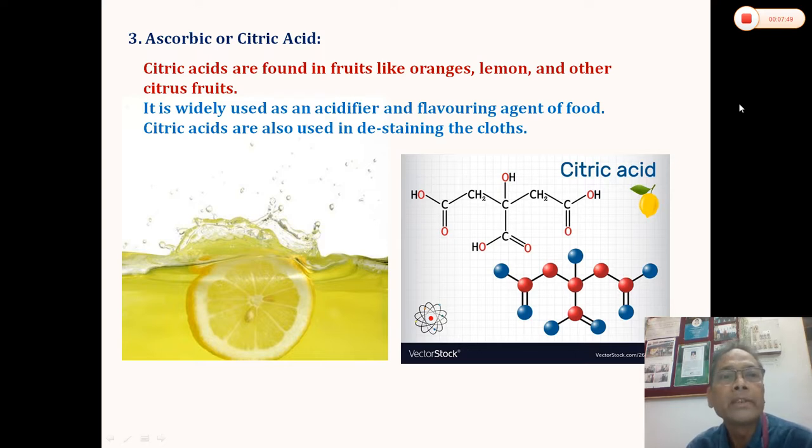Then ascorbic acid, which is also known as citric acid, which is found in fruits like oranges, lemon and other citrus fruits. It is widely used as an acidifier and flavoring agent of food. Citric acid is also used in destaining the clothes. We destain the clothes by using lemon in our daily life. So this is the structure of citric acid, which is somewhat complicated.